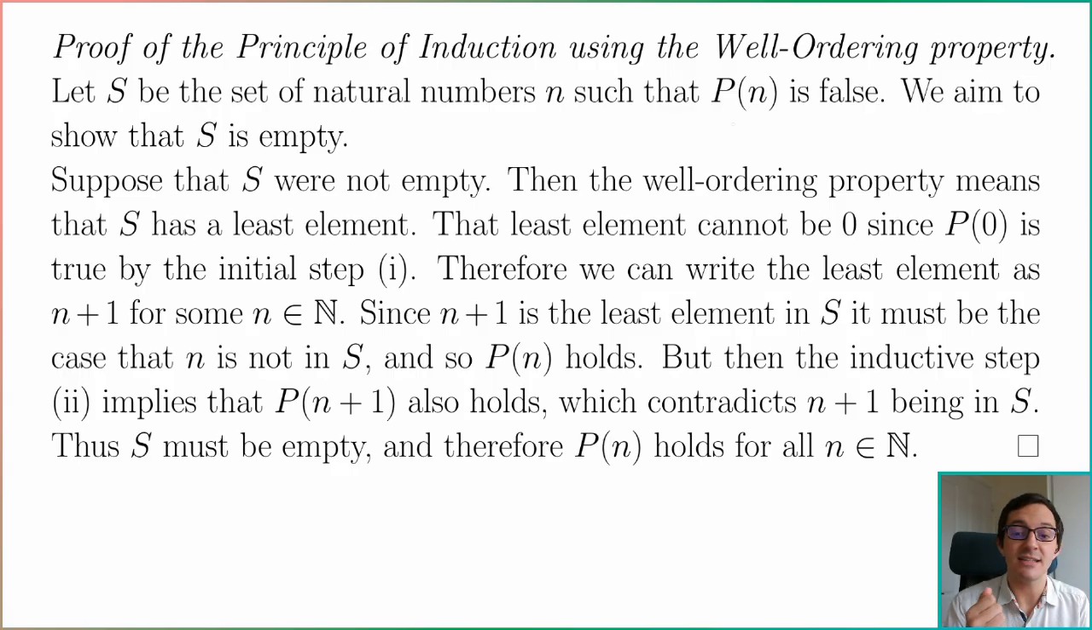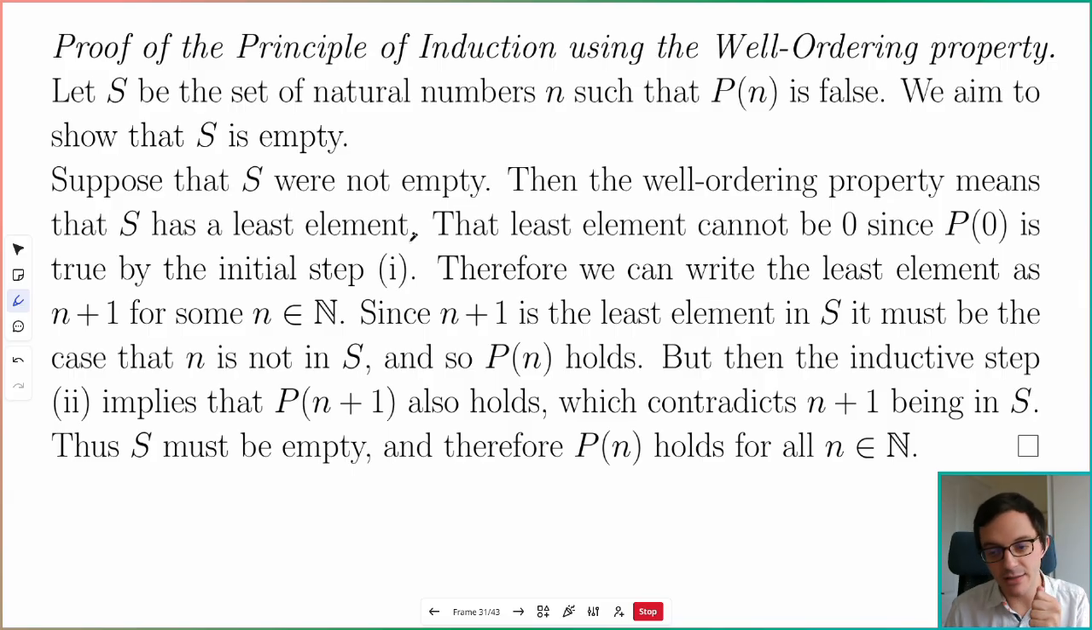That means that S has a least element. So we're allowed to move from having this nebulous idea that there's a whole subset of cases where Pn is false to a specific one, and in particular the least. So we're moving to looking at the least element of S. That's a very precise place to look. We're looking at precisely the first value of n such that Pn is false, using the well-ordering property.